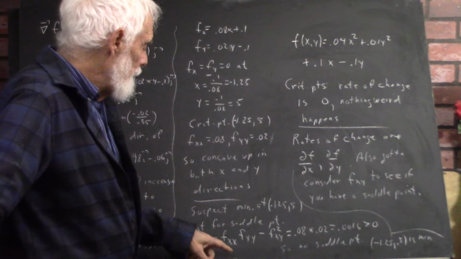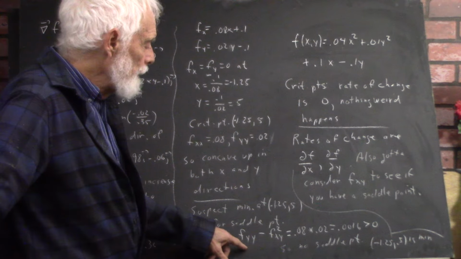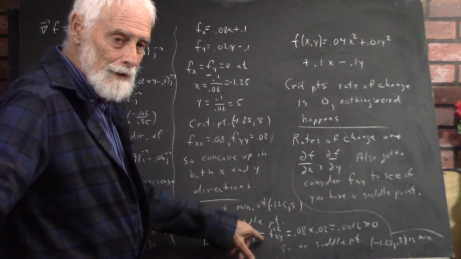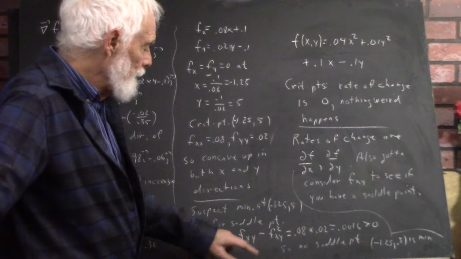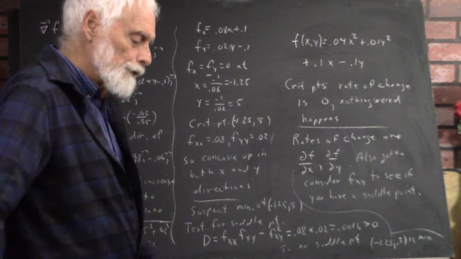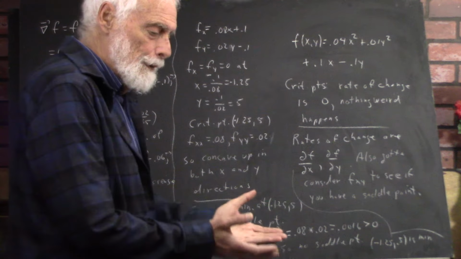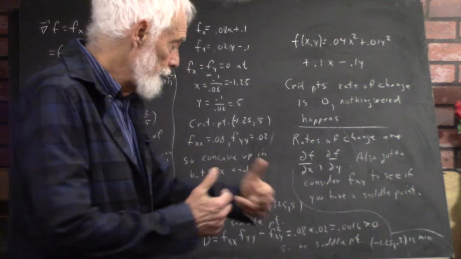Okay? Because if this product is negative, well, this minus a square is certainly going to be negative, and that ensures that this thing is going to be negative. And that's very consistent with what would happen if we're concave up this way, concave down this way.